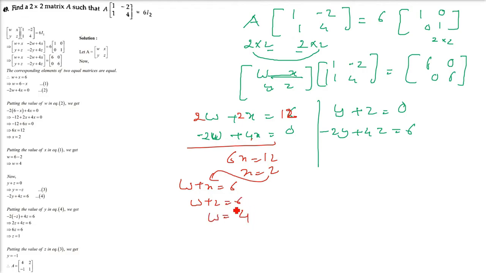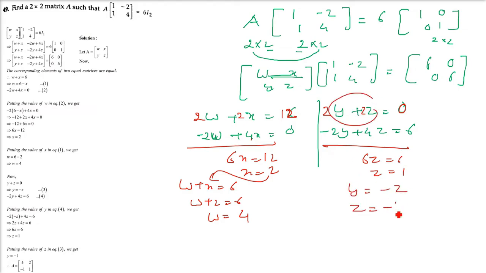Now y plus z equals 0, so multiply this again by 2, this is 0. Now add these two equations. So 4z plus 2z is 6z equals 6, z is equal to 1. Now put it here, y plus z equals 0. Z is 1, so y will be equal to minus z, so y will be equal to minus 1. So these are all the values.